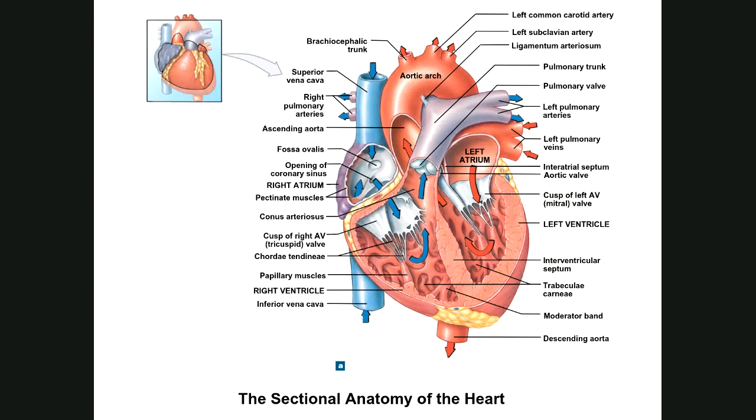So let's start. We have the right atrium. In the right atrium, we have these big pectinate muscles that you can see over here. Left atrium.